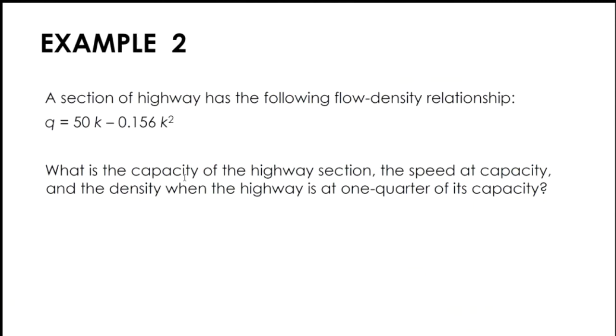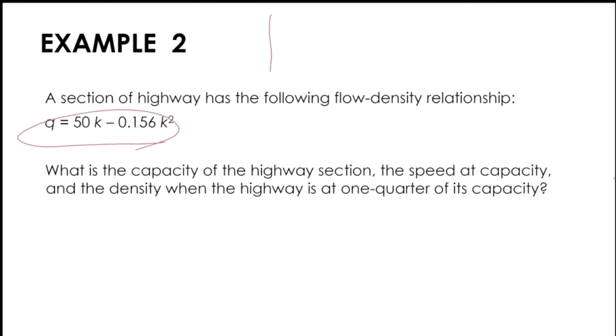Imagine a section of highway that has the following flow density relationship. What is the capacity of the highway section, the speed at capacity, and the density when the highway is at 1/4 of its capacity? So this is again a parabolic relationship, right?